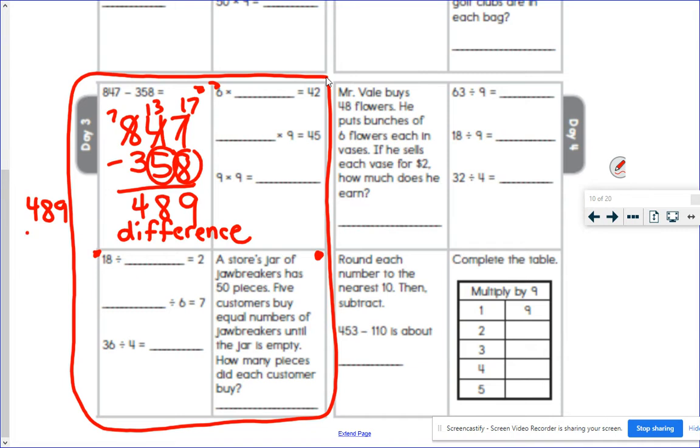Did anybody add back to check? If not, that's okay. But that way you don't have to rely on somebody else to let you know if the answer's right.